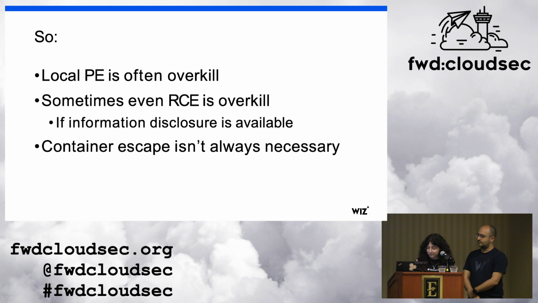For example, if an attacker wants to move laterally in the cloud, then they wouldn't necessarily need local privilege escalation, because they can use the credentials from environment variables, and also IMDS. And sometimes even RCE is not really necessary. If an attacker wants to steal data, for example, for ransomware, they can just settle for an information disclosure vulnerability, and that would be enough for them. So container escape vulnerabilities are important, they're common as we saw, but they're not always necessary.